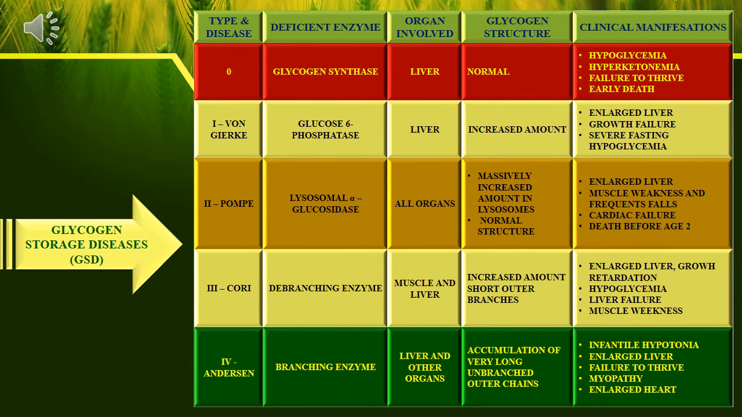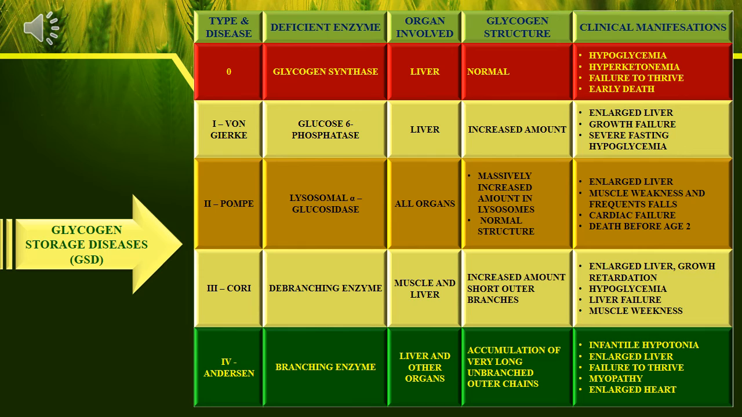This table represents the type and disease caused by glycogen storage diseases. Then which enzyme deficiency each particular type is due to. The third column represents which organ is involved in the particular type of GSD, then what the glycogen structure is in that deficiency syndrome, and what the clinical manifestations are when the particular GSD occurs.